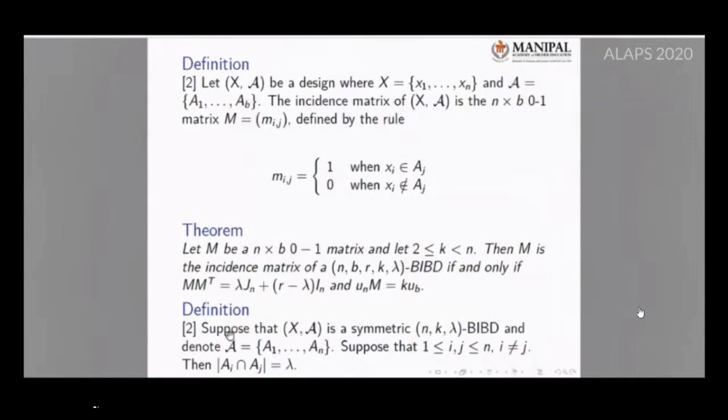And there is one more result: suppose X is a symmetric BIBD, that means b equals n, then if you take the intersection of any two blocks, the number of elements in that intersection is equal to lambda.